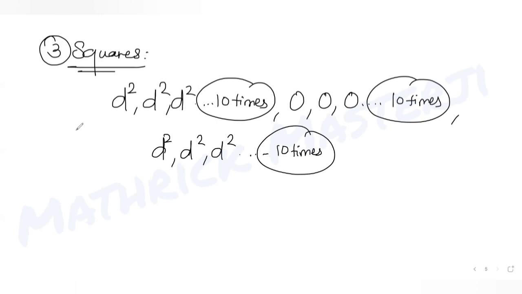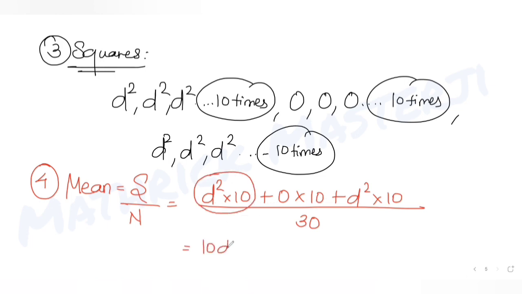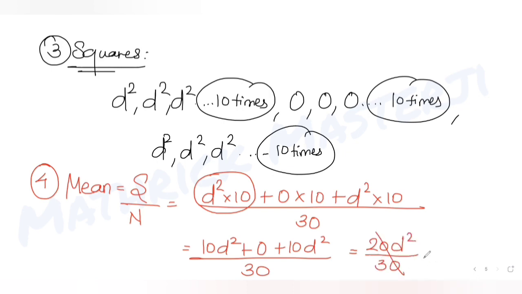And now if I do the fourth step, that says you just find the mean of these squares. So mean is basically sum of the squares over number of squares. Number of squares, we know it's 30. Sum of the squares, I see d square getting added 10 times, so d square into 10, 0 getting added 10 times, 0 into 10, d square getting added again 10 times. So that basically gives me d square into 10, so 10d square plus 0 plus 10d square over 30. That basically makes it 20d square over 30. And 0, 0 getting cancelled, you get 2d square over 3.